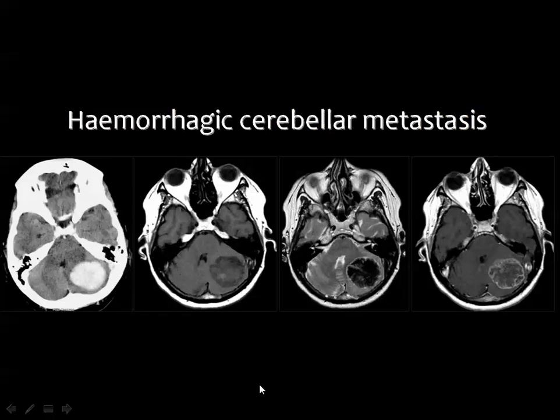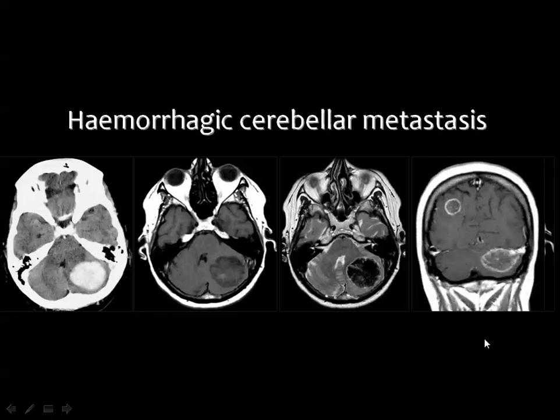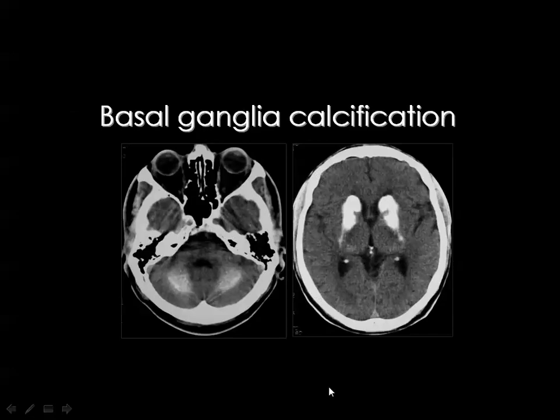And here is a hemorrhagic cerebellar metastasis by CT, MRI T1, MRI T2, and MRI T1 post contrast. And you can see in the coronal image that this is not a single lesion, but there is another lesion in the right cerebral hemisphere.